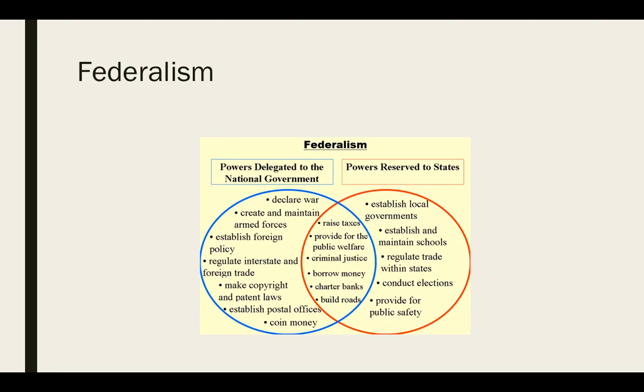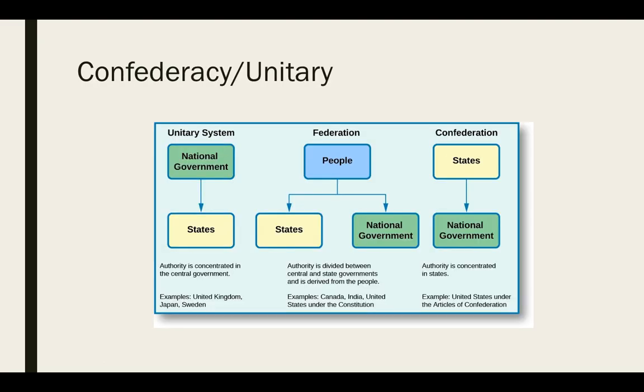So as you're looking at this, make sure that you understand that under the Articles of Confederation, we were a confederacy, and we're going to look at that here in a second, where the states had the power and they gave the national government certain powers. In our federal government, the national and the state governments share powers. And so let's look at this really quick. Just a little bit of a review.